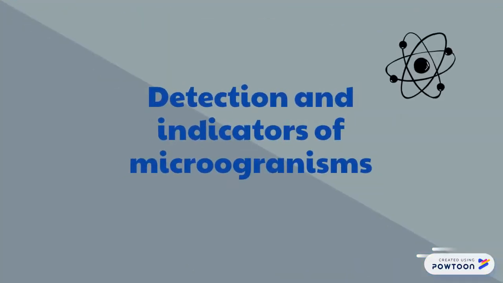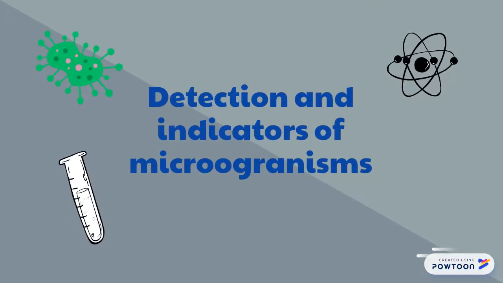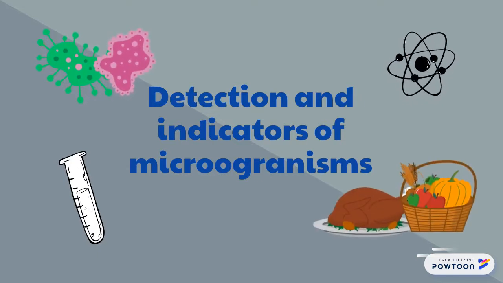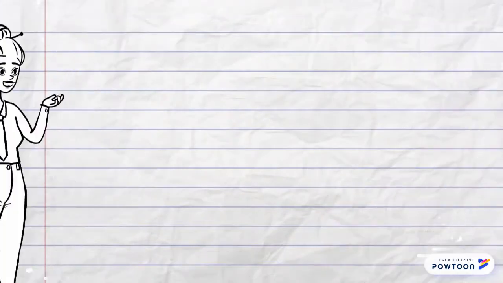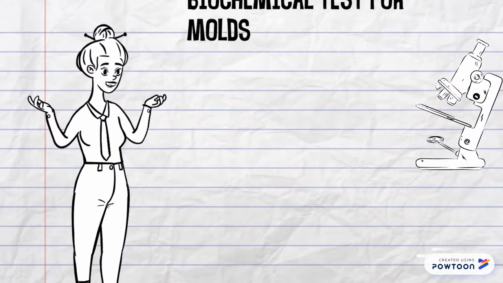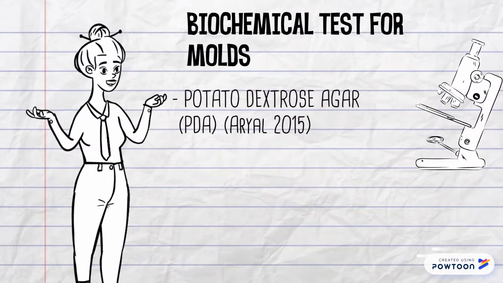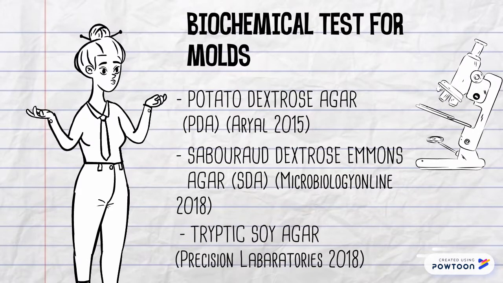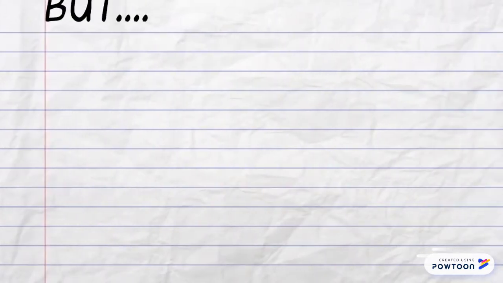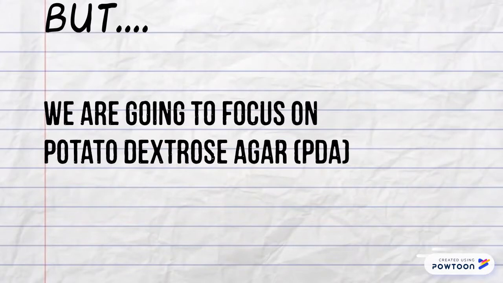Now let's move on to detection and indicators of microorganisms. Biochemical test is one of the methods used to detect these organisms. There are several methods used for biochemical tests for mold: potato dextrose agar, Sabouraud dextrose agar, tryptic soy agar, and several more. However, we are only going to focus on potato dextrose agar.